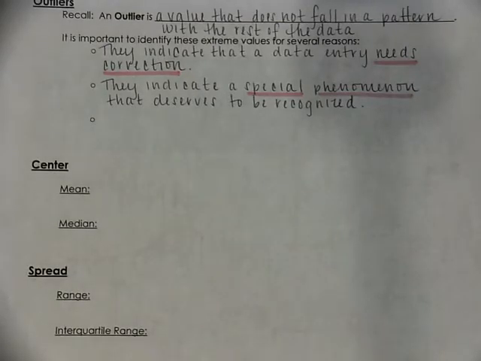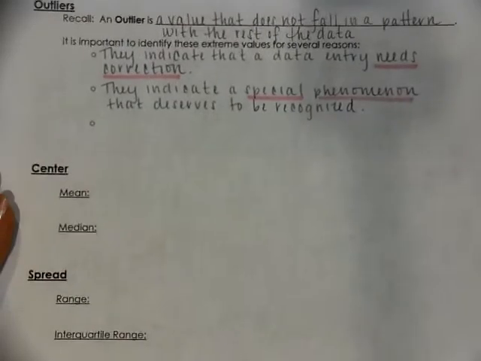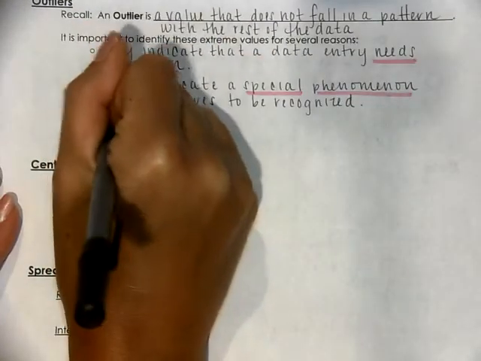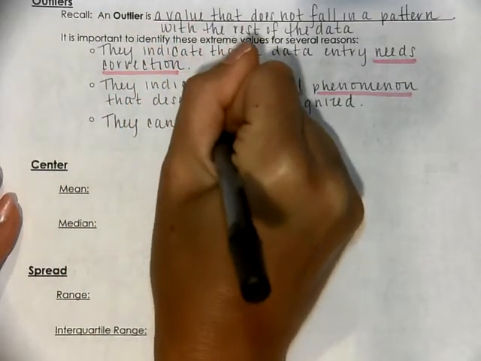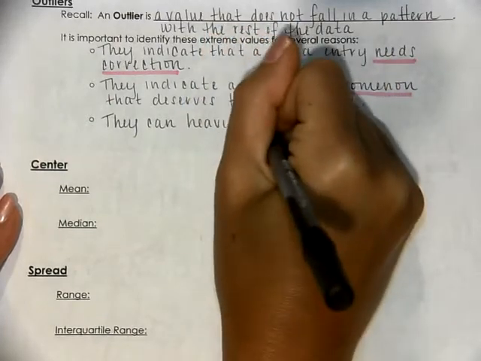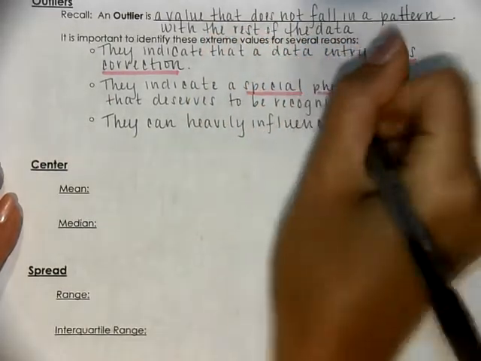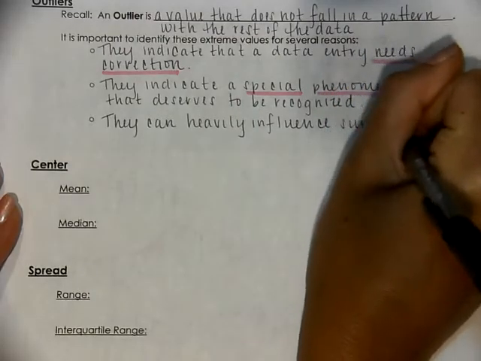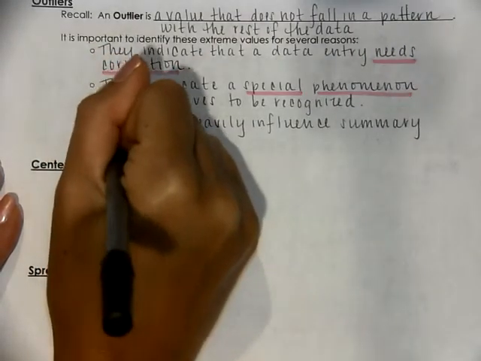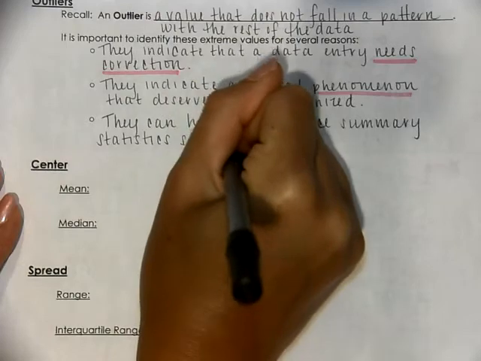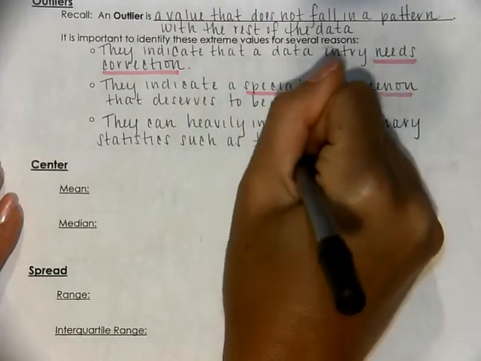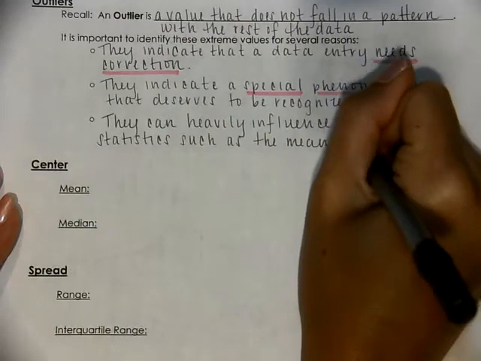And the third reason we should identify these extreme values is to recognize the heavy influence they can have on summary statistics, such as the mean and range. So they can heavily influence summary statistics, such as the mean and range.